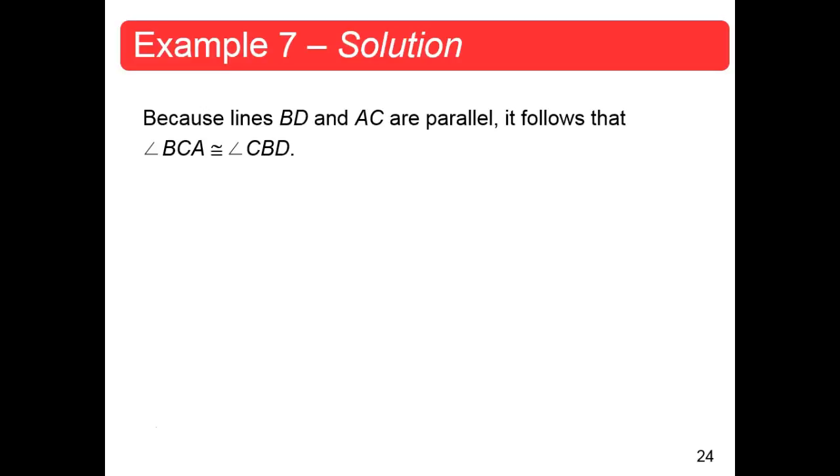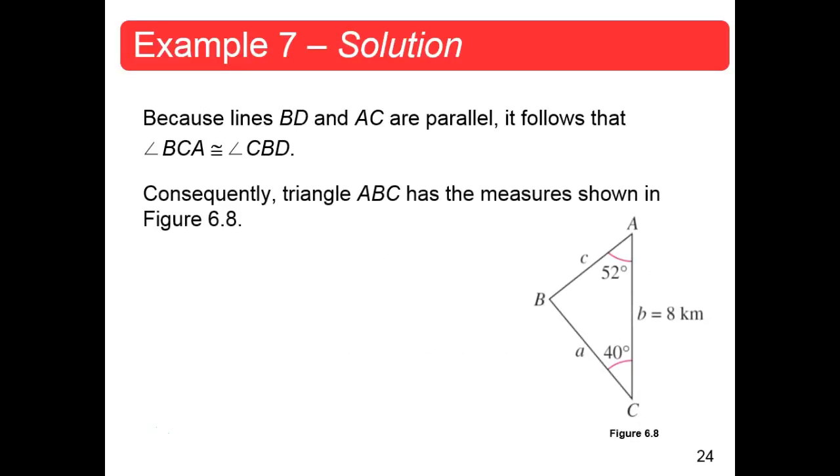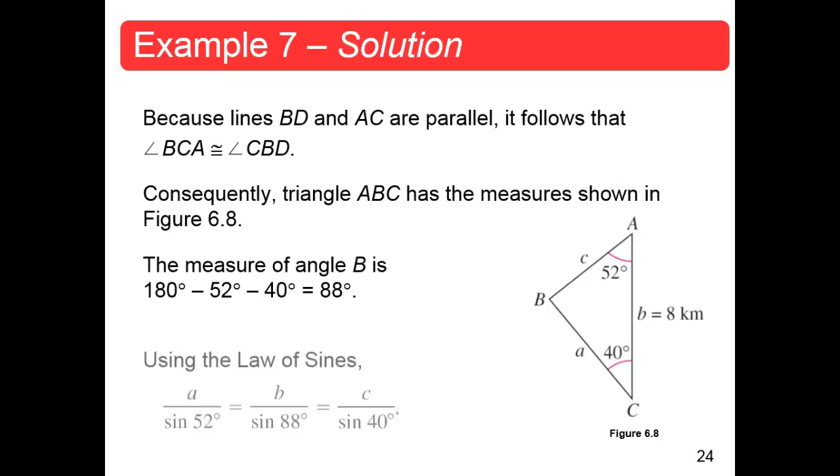If you look at the picture, you see those angles make sense, but without a picture in front of you, it's hard to follow. So, consequently, the triangle ABC has the measures shown: 40 degrees at angle C, 52 at angle A, side b is 8. Can't use the law of sines yet because you don't know any matched pair. But of course, you can calculate angle B pretty easily, so that's the next thing to do: 88 degrees. Good for them. They did the same thing we did.